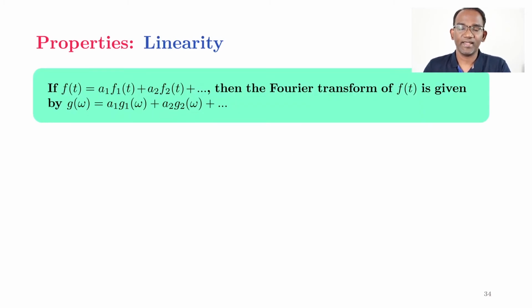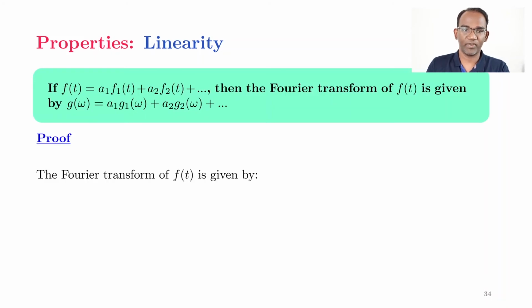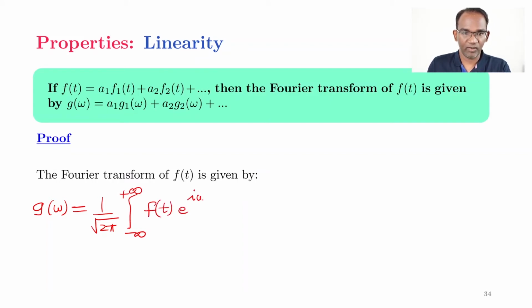The first property is linearity. Now, if f(t) is defined to be a1 f1(t) plus a2 f2(t) plus etc., then the Fourier transform of f(t) is given by g(omega) equal to a1 g1(omega) plus a2 g2(omega) plus etc. So this property is known as the linearity property. Let us now try to prove this. The Fourier transform of f(t) is given by g(omega) equal to 1 by square root of 2 pi, integral minus infinity to plus infinity f(t) e raised to i omega t dt.